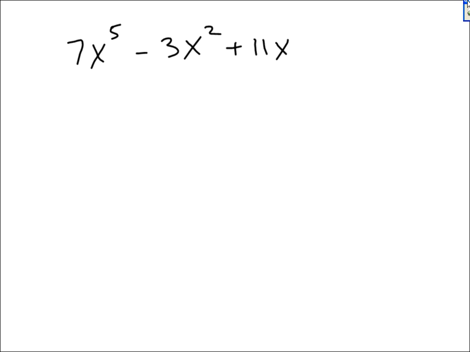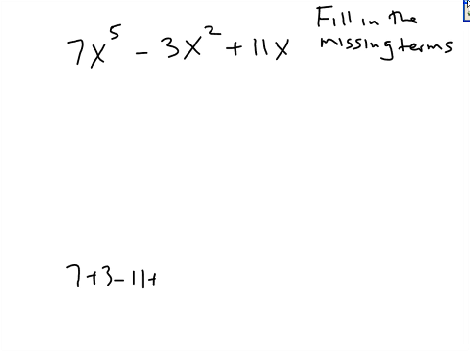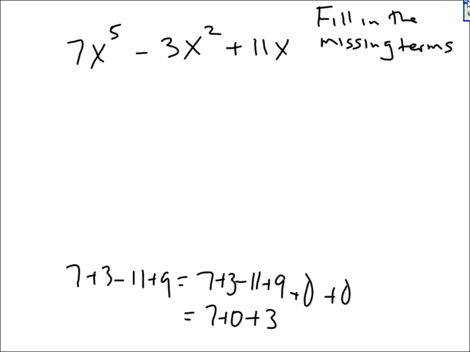Okay, so the instructions are: fill in the missing terms. Now here, you have to have a strong command of adding 0. You can always add 0. 7 plus 3 minus 11 plus 9 is equal to 7 plus 3 minus 11 plus 9 plus 0. Plus 0 again if you like. In fact, it equals 7 plus 0 plus 3 minus 11 plus 0 plus 9.